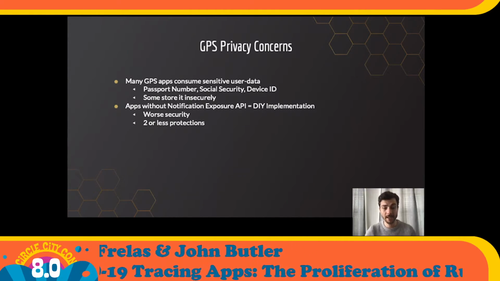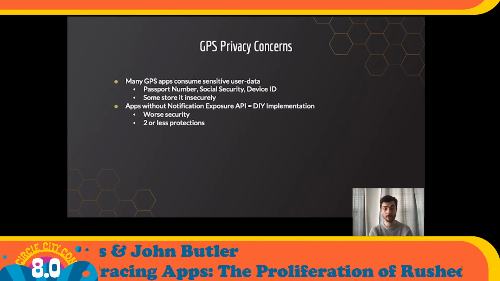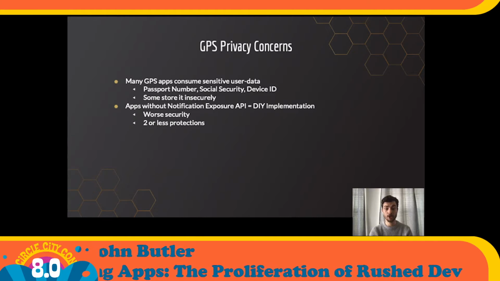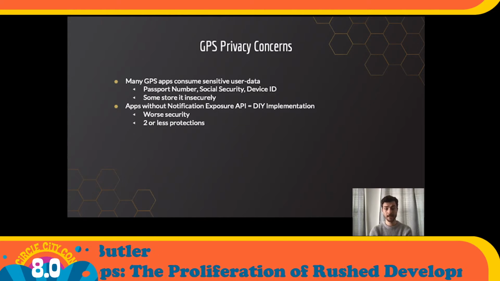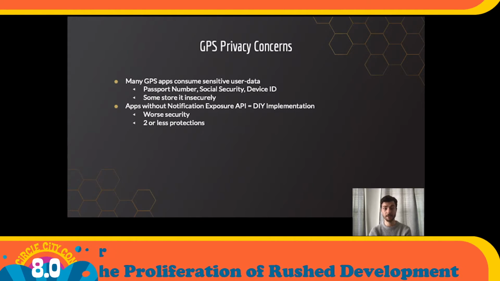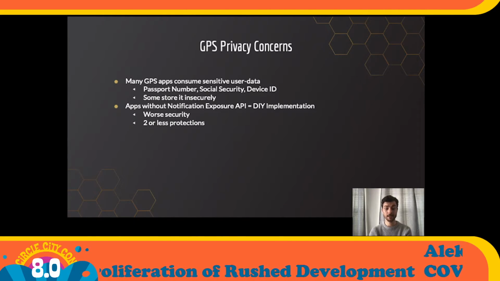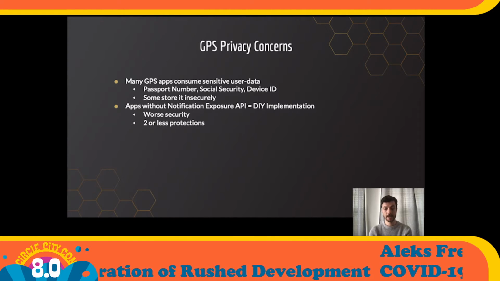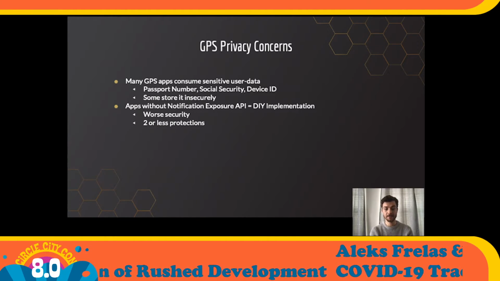We're going to start by calling out the fact that a number of the GPS apps that we observed actually collect additional user information which is not necessary, such as a passport number, phone number, a device ID, or other pieces of valuable information which aren't required to anonymously notify users of potential exposure. Additionally, those sensitive pieces of information were in some cases stored insecurely, such as in unencrypted SQLite databases, or potentially leaked in other ways, making them effectively unencrypted. So it's very safe to say that this is definitely a privacy concern.